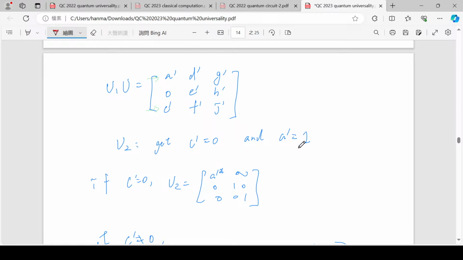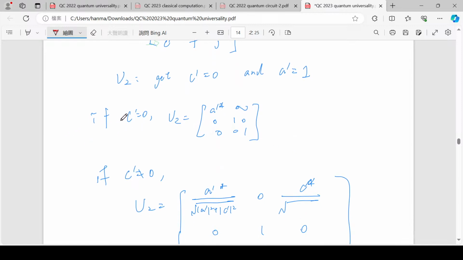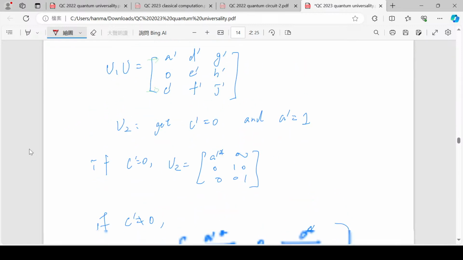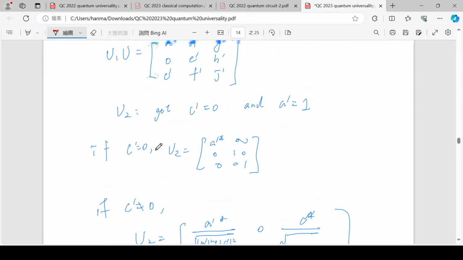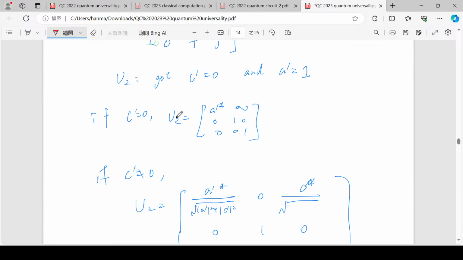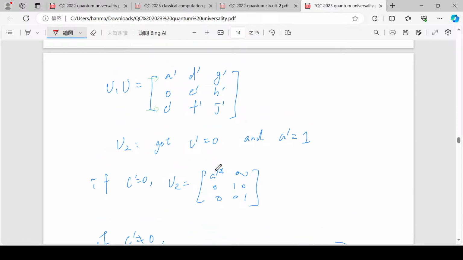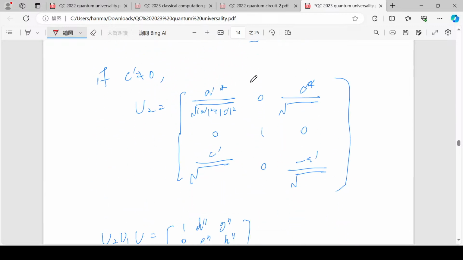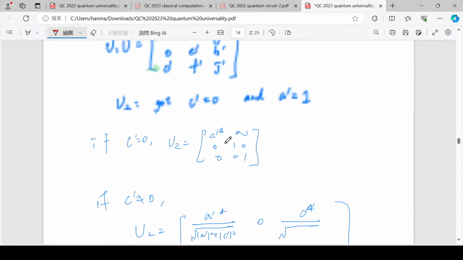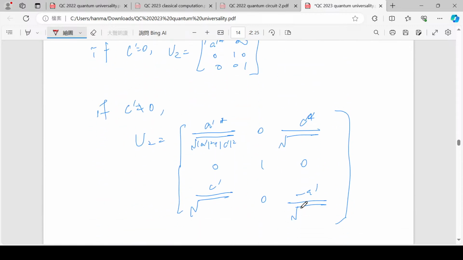Okay, and so we want to make C prime equal to 0 and A prime equal to 1. That's possible because you apply this unitary. If C prime is already 0, then you just multiply by the inverse of A prime, and then A prime will become 1. And if C prime is not equal to 0, you apply this matrix. Once again, by a similar argument, you will see that the C prime register will become 0.